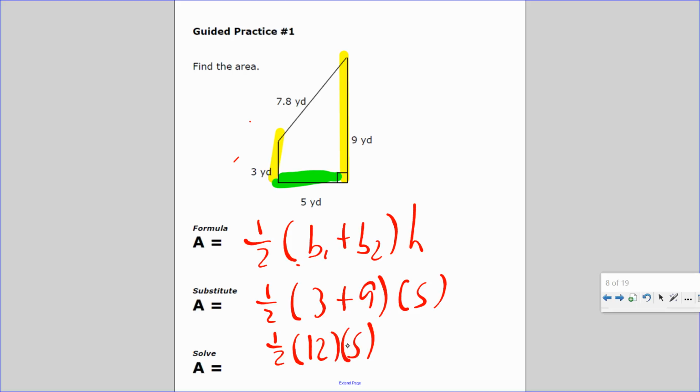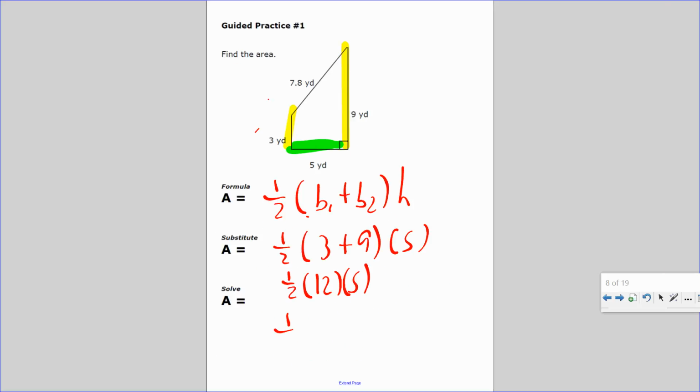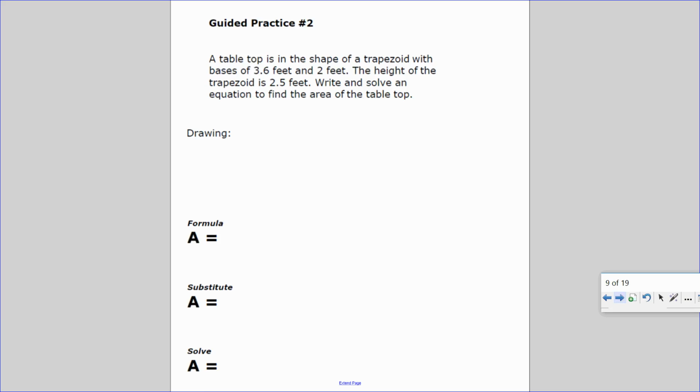Let's think about it. 12 groups of 5 is 60. So half of 60 equals 30 square yards. That is the area of this trapezoid. Let's practice a couple more.